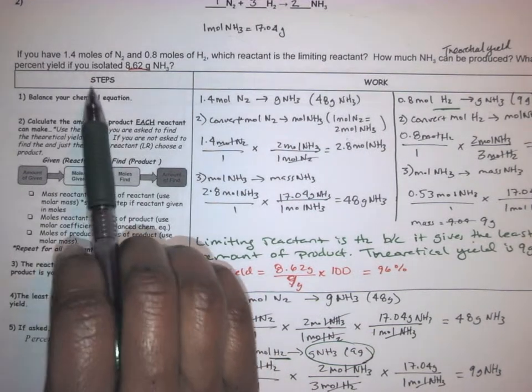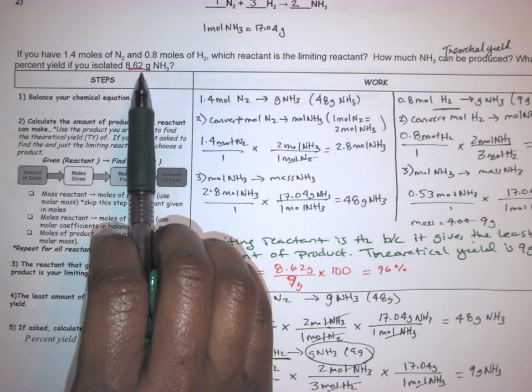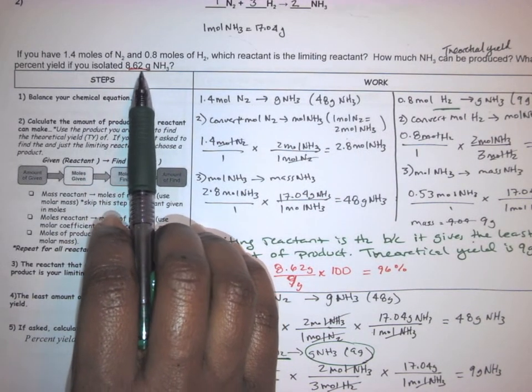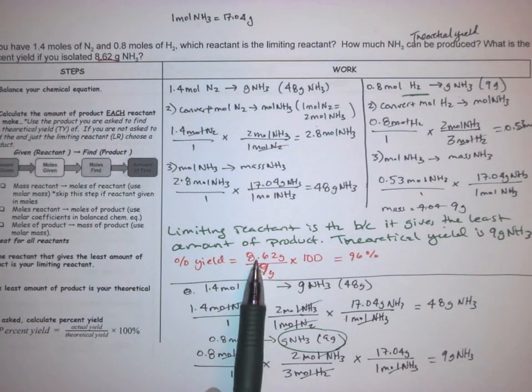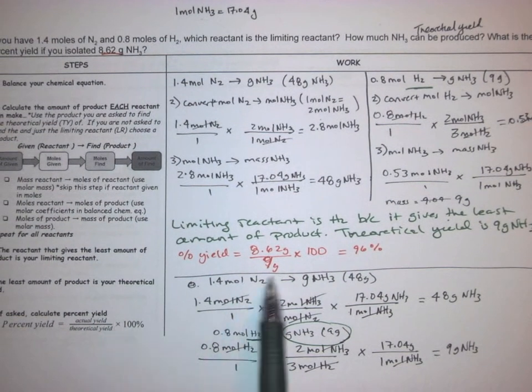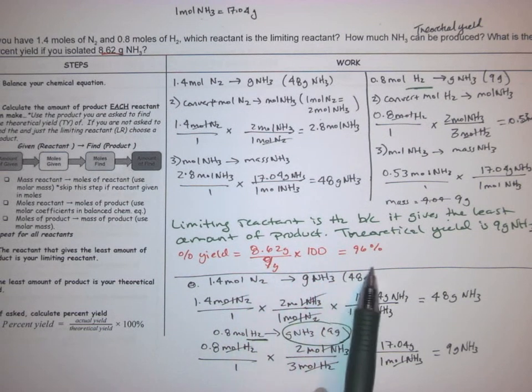you go to the amount that they tell you that you actually have. It says you isolated this amount, so that's what you actually have. You take that actual value, the actual yield, divide it by the theoretical yield, which you found in the previous step, and that gives you the percent yield.